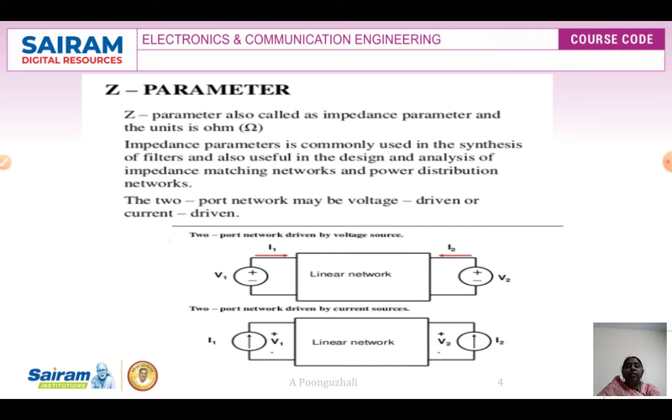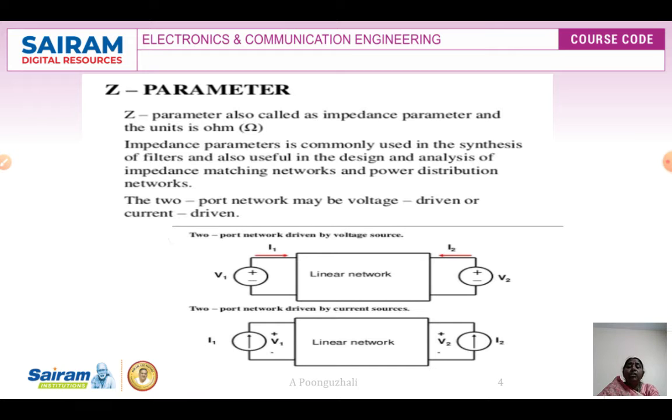Impedance matching is very important for maximum power to be delivered. So we use these impedance parameters in the synthesis of filters, and in the design and analysis of impedance matching networks and power distribution networks. In a two-port network, the input can be either a voltage driven network or a current driven network. The first case is a voltage driven network: because of V1 I have a current I1, and at the output side because of V2 I have a current I2.